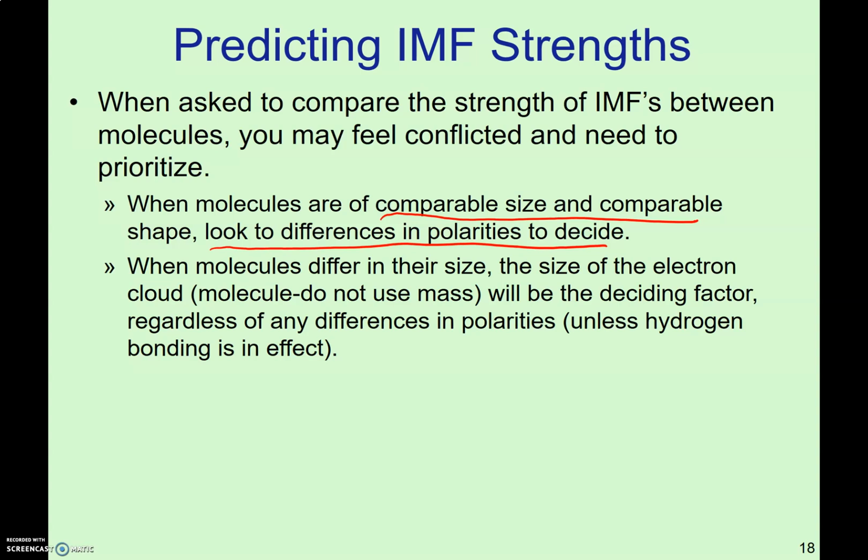Or if they're both nonpolar, and you should be writing this down, it would be the one that's bigger. That's sort of the second bullet. When molecules differ in size, the electron cloud will be the deciding factor, regardless of any differences in polarities, unless hydrogen bonding is in effect. So in general, bigger molecules have stronger intermolecular forces, unless one of them has hydrogen bonding, and then it, by default, has a higher intermolecular force.